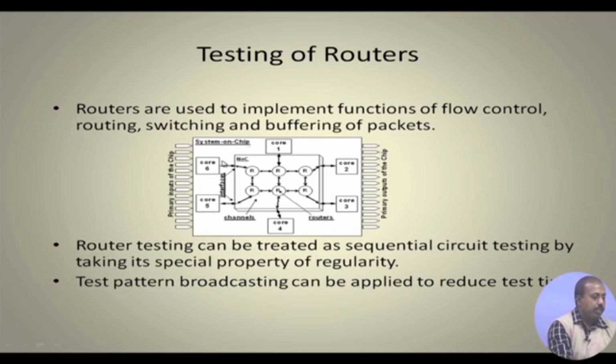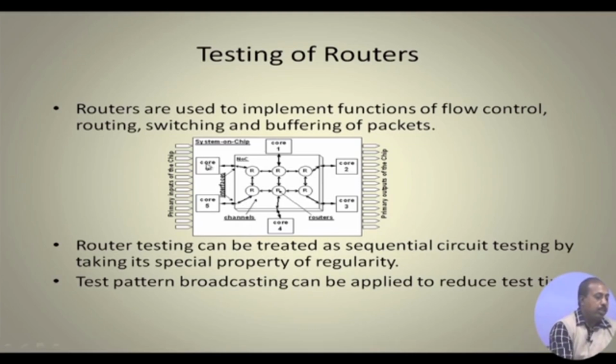Say this is a system on chip. We have these individual cores, and they are connected to the routers. These cores are connected to the routers through an interface, which is basically the network interface, NI. And we have this channel. These links are the channels, and this is also a channel. We have seen how to test the channels by means of interconnect testing.